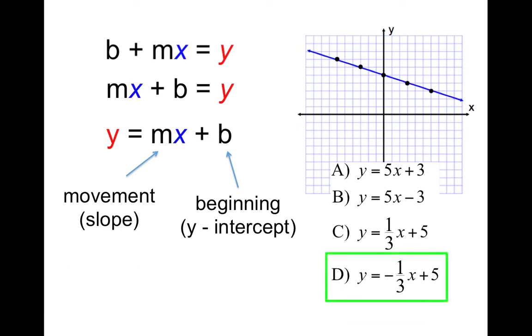Choice D is an equation of this line. 5 is the y-intercept. We look for that right there, where it crosses the y-axis. -1/3 is the slope. If we take any 2 points and compare the rise and the run, we end up with -1/3. I'll use these 2 points. To move between them, if I go down 4, I have to go over 12. -4 divided by 12 reduces to -1/3.